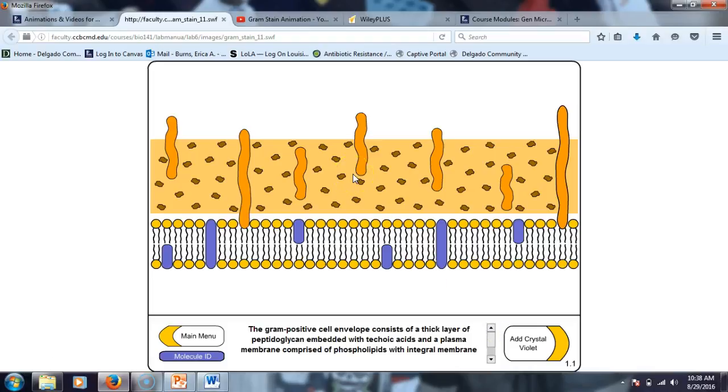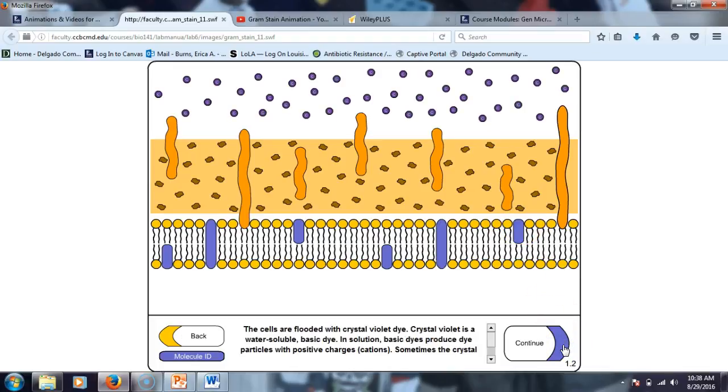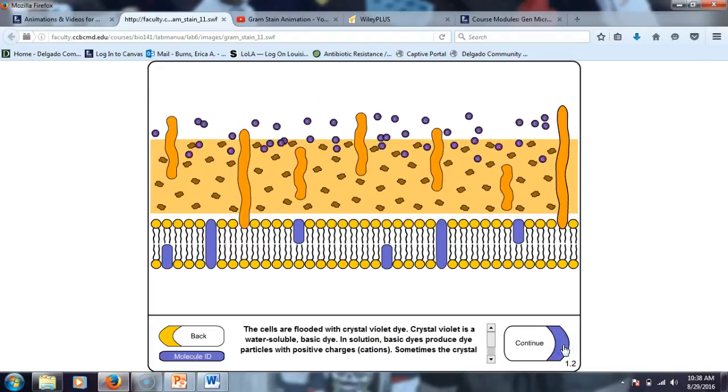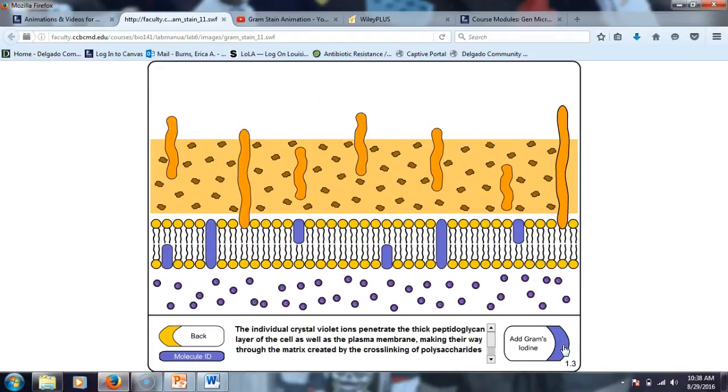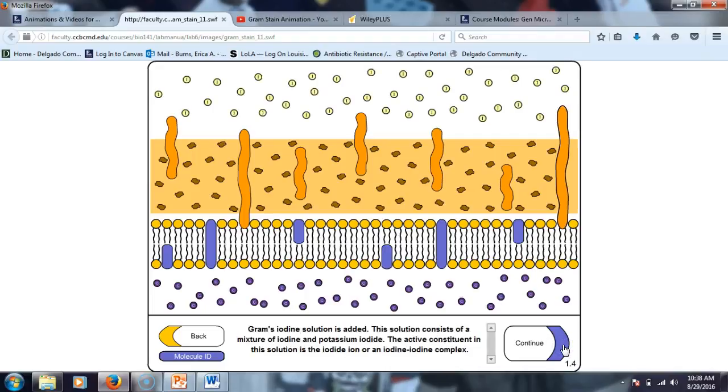So the first step of the Gram stain is to add the primary stain, crystal violet, which is a purple stain. So we're going to add that. Guess where it goes? Inside the cell, right? The next step is we add Gram's iodine, or just straight up iodine solution. This goes into the cell as well.